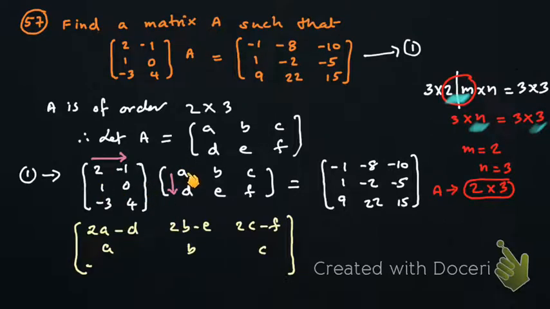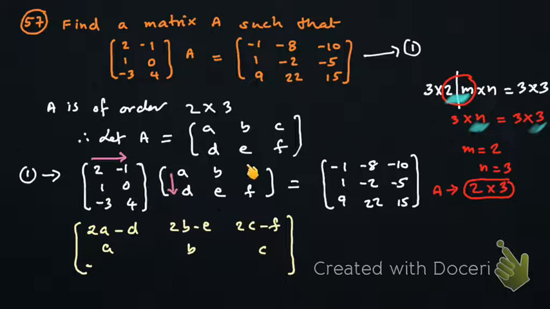1 into A is A plus 0 into D is 0. So I write only A plus 0, which is A. Then the second row goes with the second column. 1 into B is B plus 0 into E is 0. So I get B, 1B plus 0, which is B.